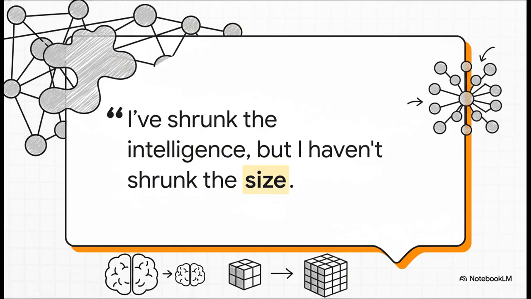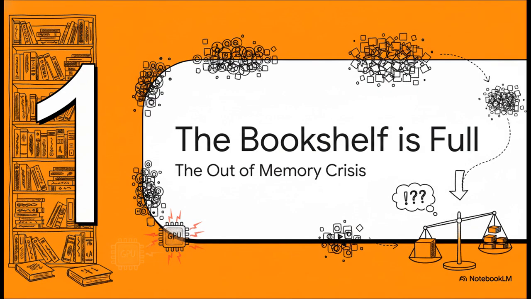It's a problem voiced by Timothy, a junior engineer. He's built these brilliant, specialized AI models, but he's hit a total wall. He can't get them to work together for one simple reason. They're just too big. So that brings us right to our first section.